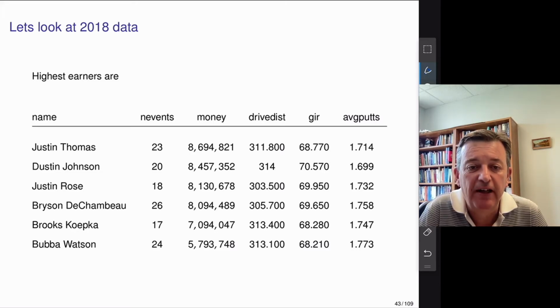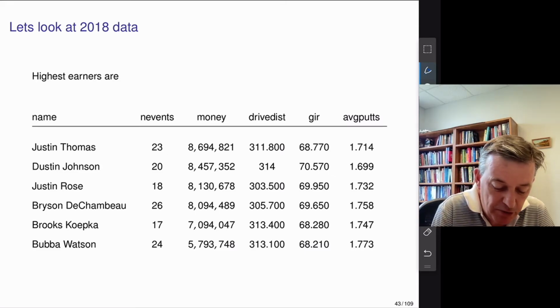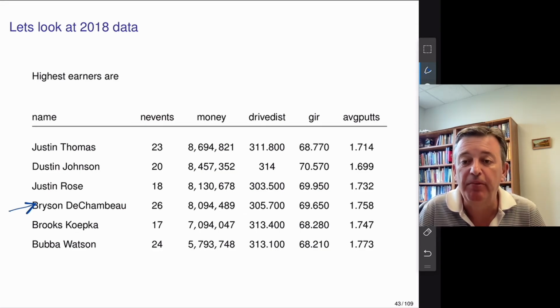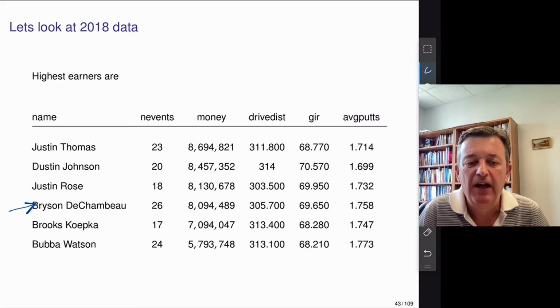And rather interestingly, Justin Thomas, Dustin Johnson, Justin Rose, who's done well in the Masters, and then one of the more interesting players to talk about is Bryson DeChambeau. So let's look at him. These are the highest earners. DeChambeau is interesting because of the way he trained and changed his physical approach to golf. He's also very scientific, and he started to hit these incredibly long drives to see if that would give him a big advantage.